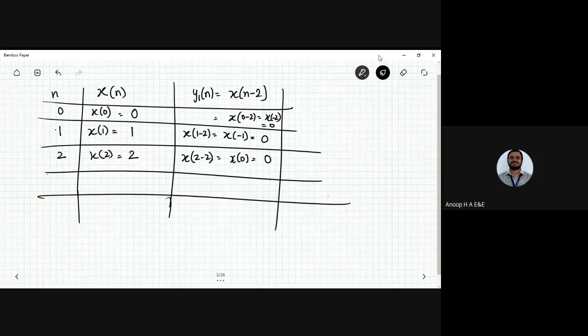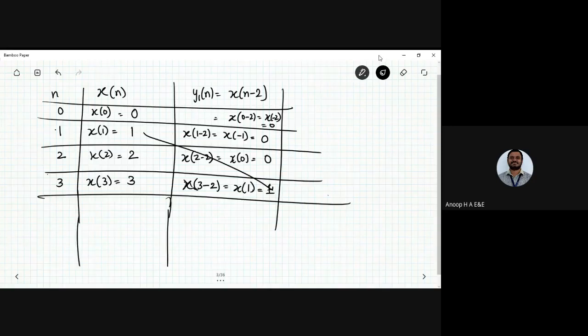Now 3. X of 3, what's the value? 3. X of 3 minus 2, what's the value? X of 1, that is equal to 1 now. Not 0, I repeat, x of 1. From here, I have drawn the arrow mark. X of 1 equals 1.